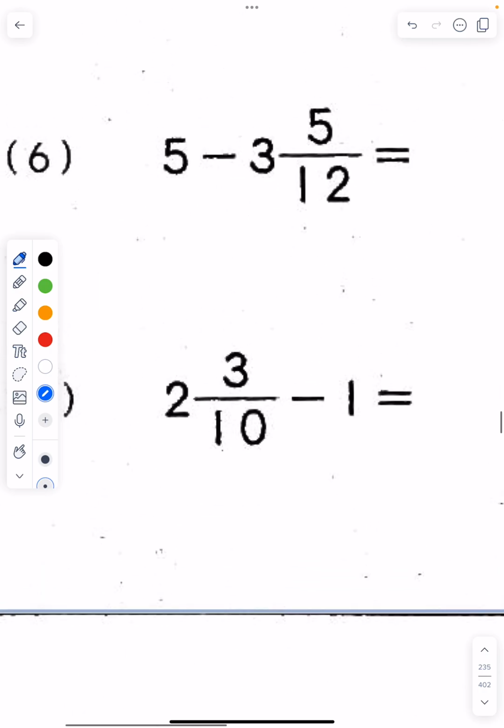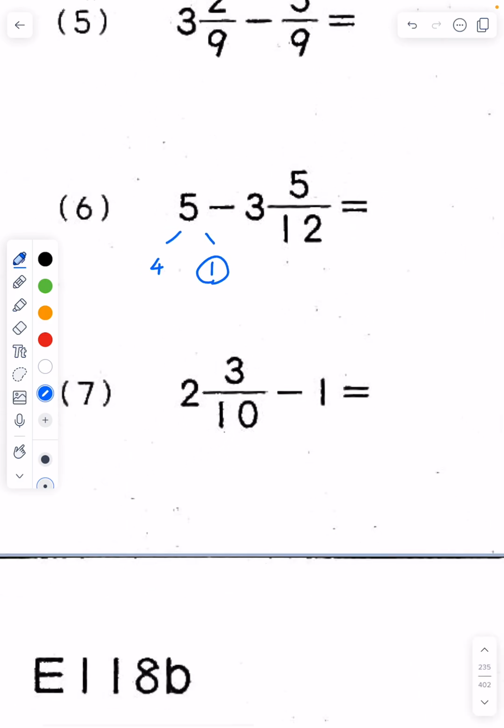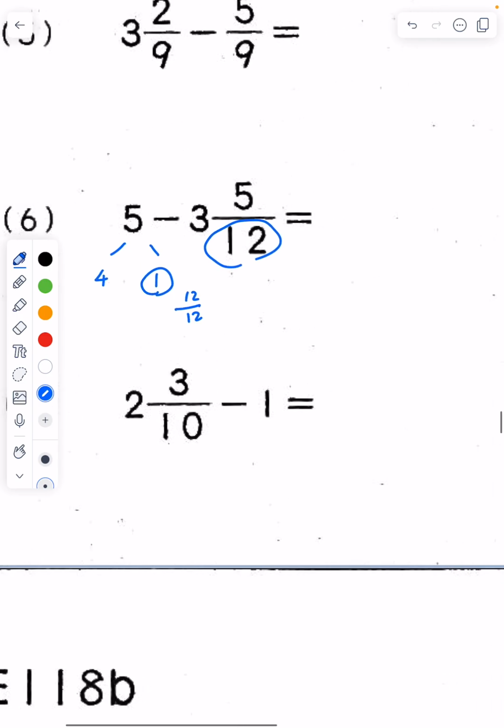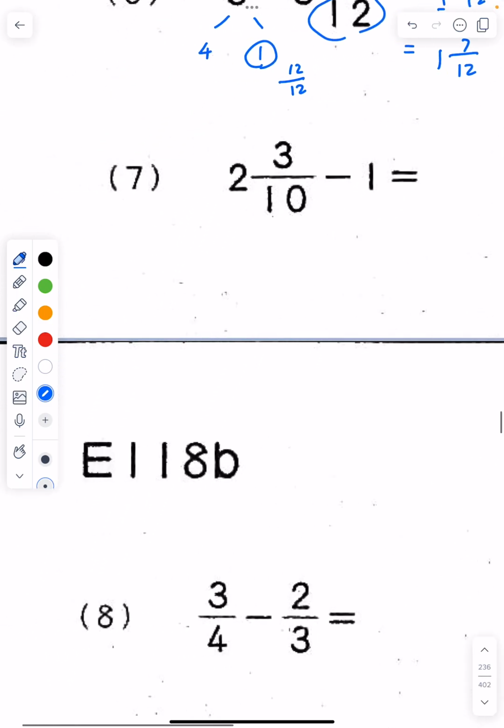Okay? We're going to take a look at question number 6 as well. So now you should be a little bit quicker in terms of solving it. Break this into 4 and 1. And this 1 will become 12 over 12. How do I get the 12 again? Because the second fraction is 12. So now let me rewrite it as 4, 12 over 12, minus 3, 5 over 12. Very nicely done, right? Now, 4 minus 3 is equal to 1. 12 minus 5 is equal to 7. So my final answer will be 1, 7 over 12.